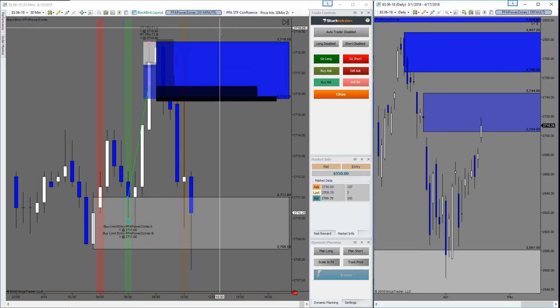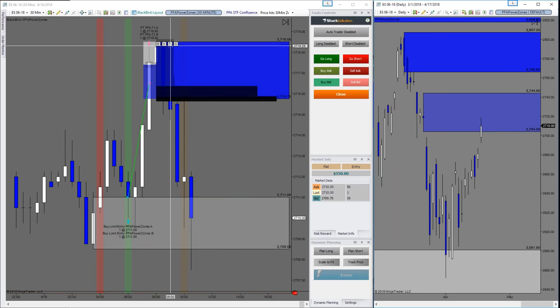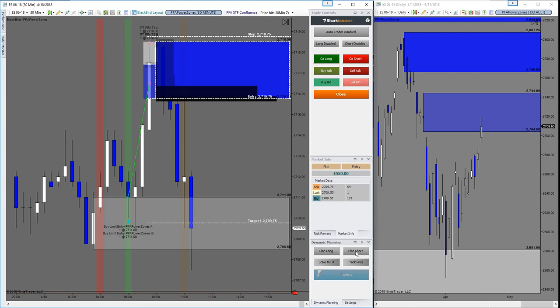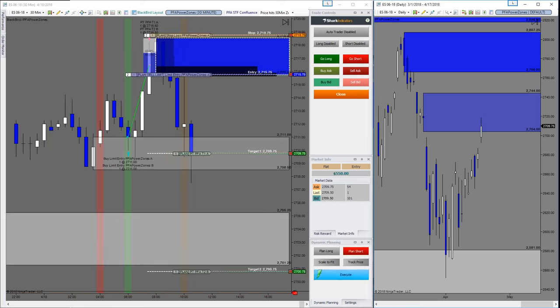So what I can now do is go up here and hit my little button there and actually plan out a short. If I go ahead and plan out using the BlackBird Dynamic Planner, I can plan my short trade. And I love the fact that they named it that, because it is that simple: you're literally planning out your trade. Right now, none of this is actually executed. I can manipulate it in any way I want to. So this is one of the golden things about the software.